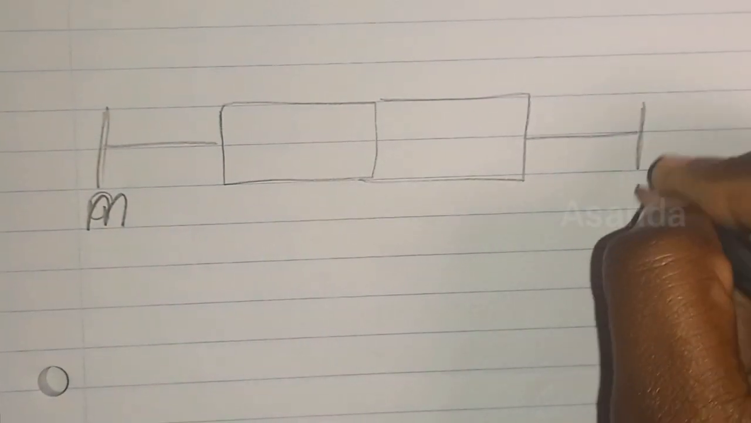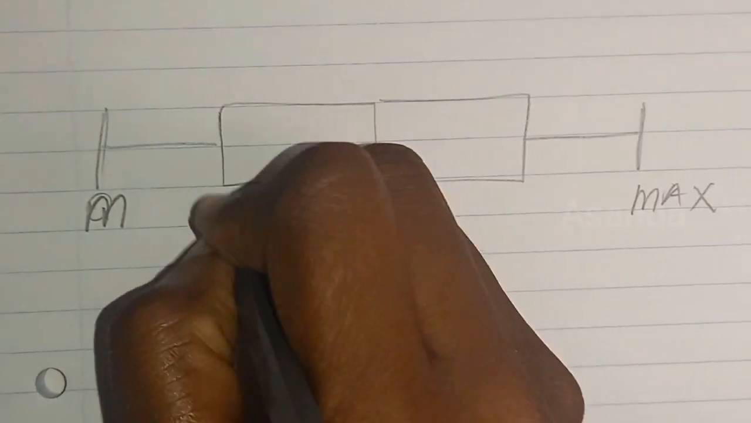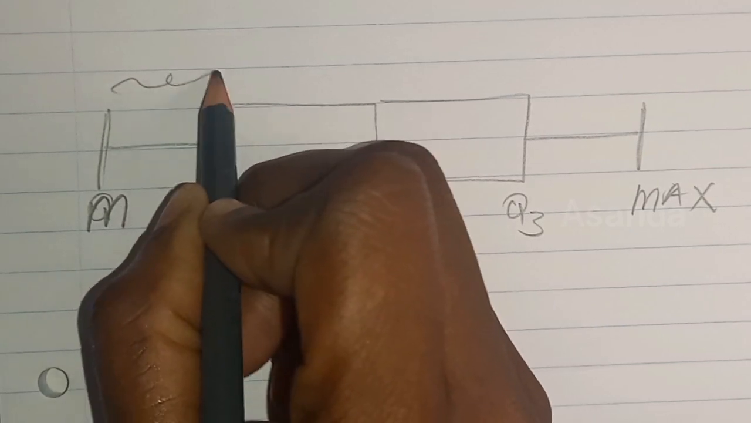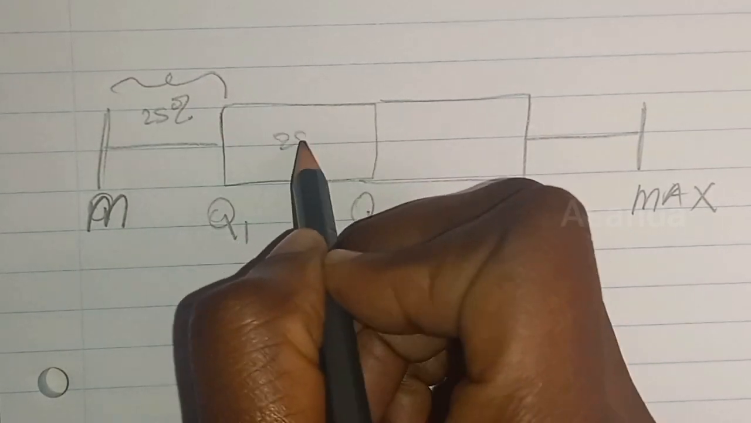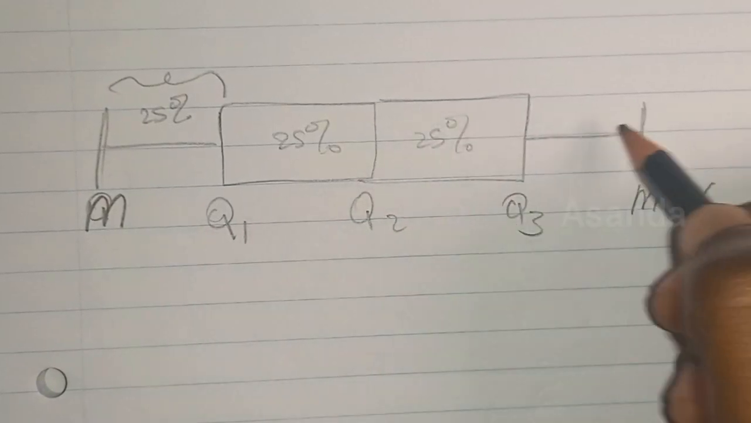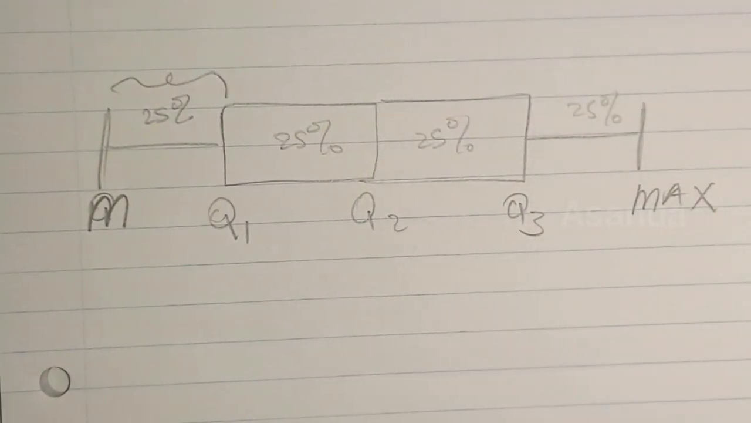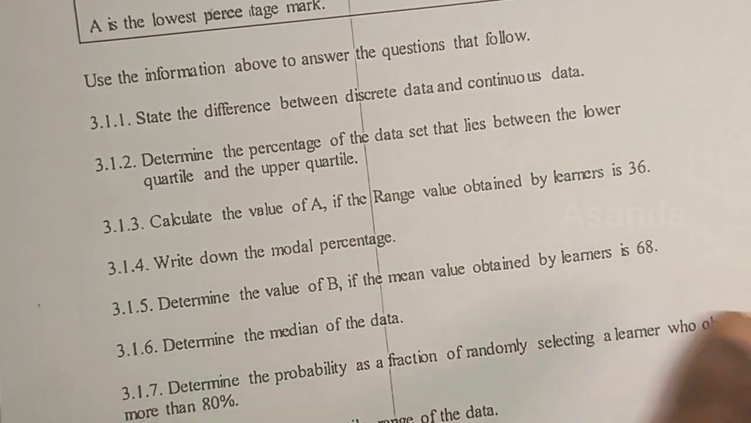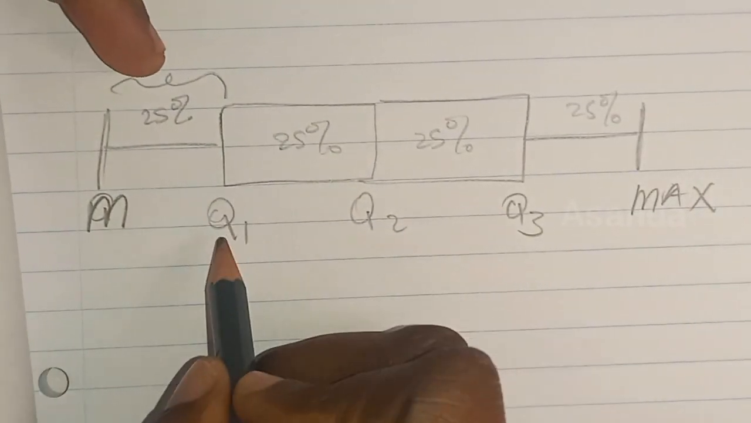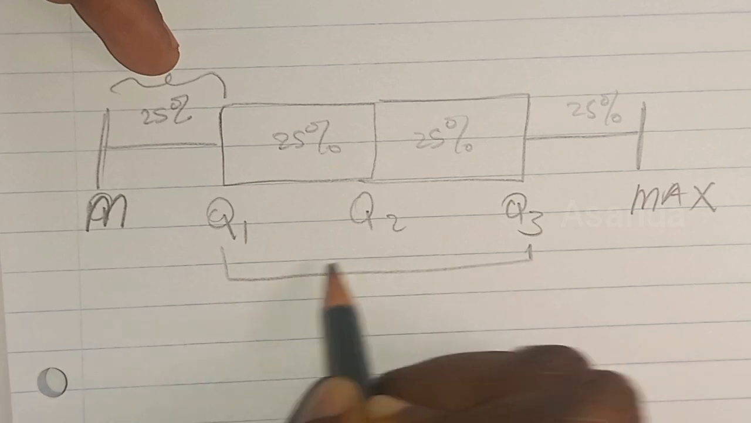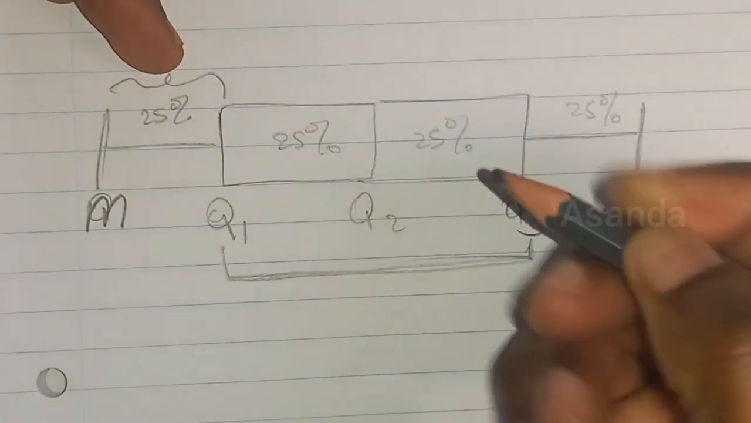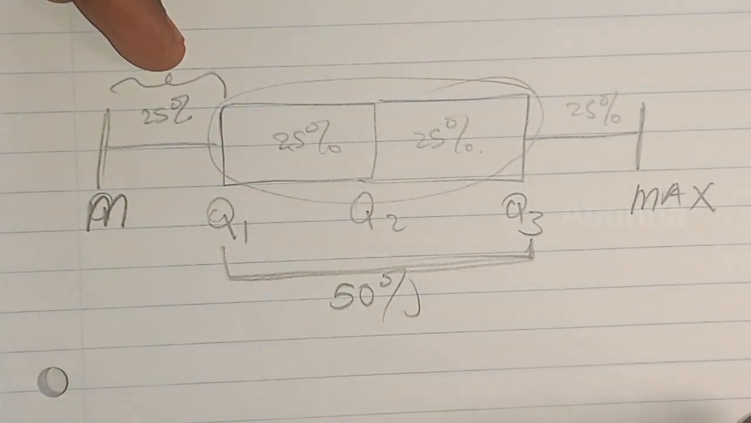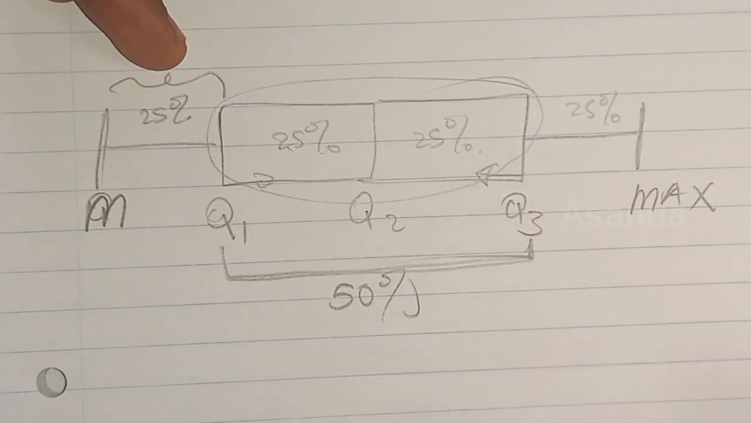This is the minimum value, the maximum value, Q1, Q2, Q3. And then this part from minimum to quartile 1 is 25%. So each section is 25% of the data. So now in this question, they're saying, determine the percentage of the data set that lies between the lower quartile and the upper quartile. So the lower quartile is this one, and the upper quartile is that one. So they want to know what is the percentage between these two, and that is 50%. Right? It's 25 plus 25. That's the data they're talking about, between the lower quartile and the upper quartile.